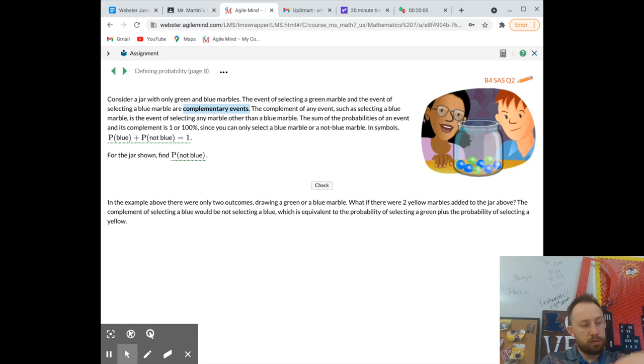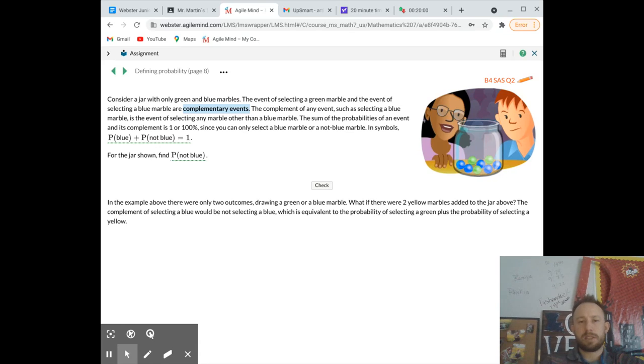The complement of any event, such as selecting a blue marble, is the event of selecting any marble other than a blue marble. The sum of the probabilities of an event and its complement is 1, or 100%, since you can only select a blue marble or not a blue marble. In symbols, that equation, and for the jar find P.